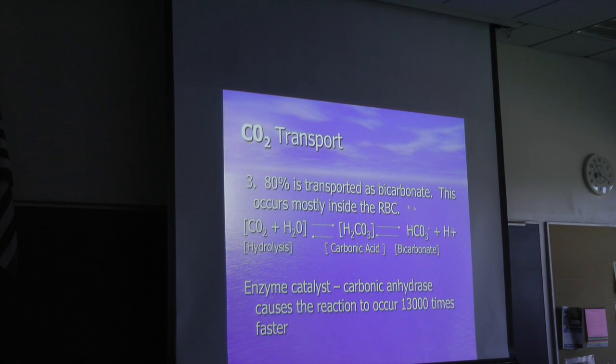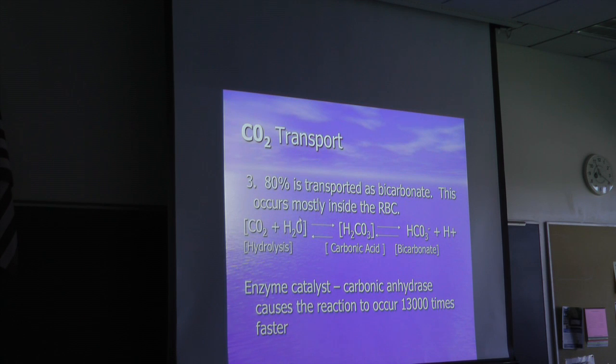So it shows how bicarbonate is formed. It says carbon dioxide can combine with water and form the combination of the two, carbonic acid. Well, carbonic acid doesn't stay together. It likes to dissociate. It dissociates into bicarbonate with a free hydrogen ion floating around.